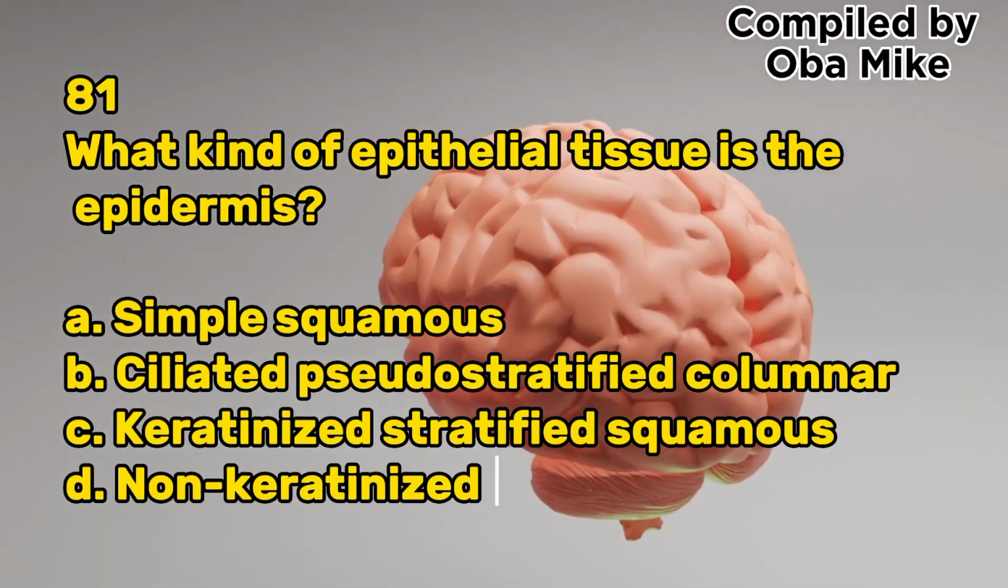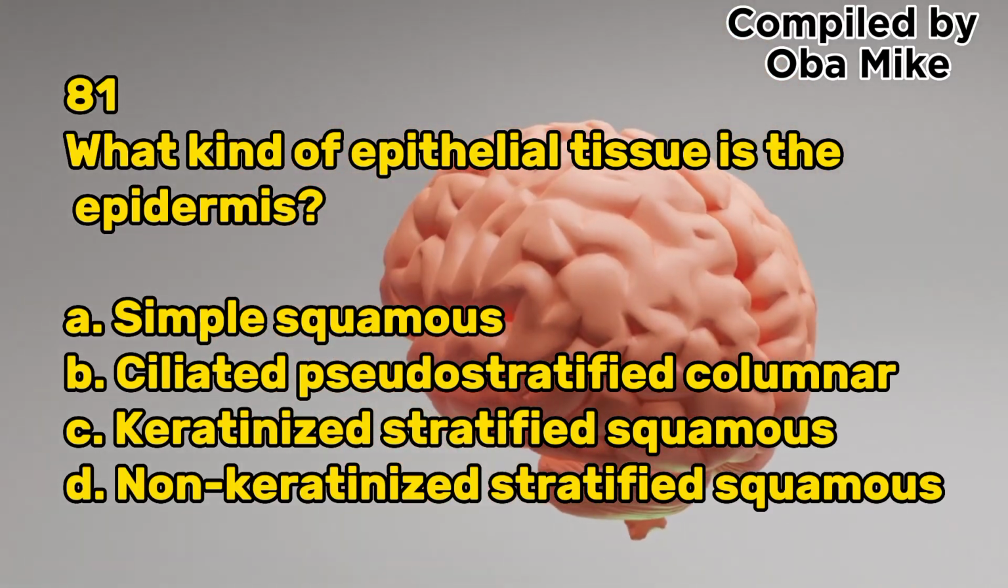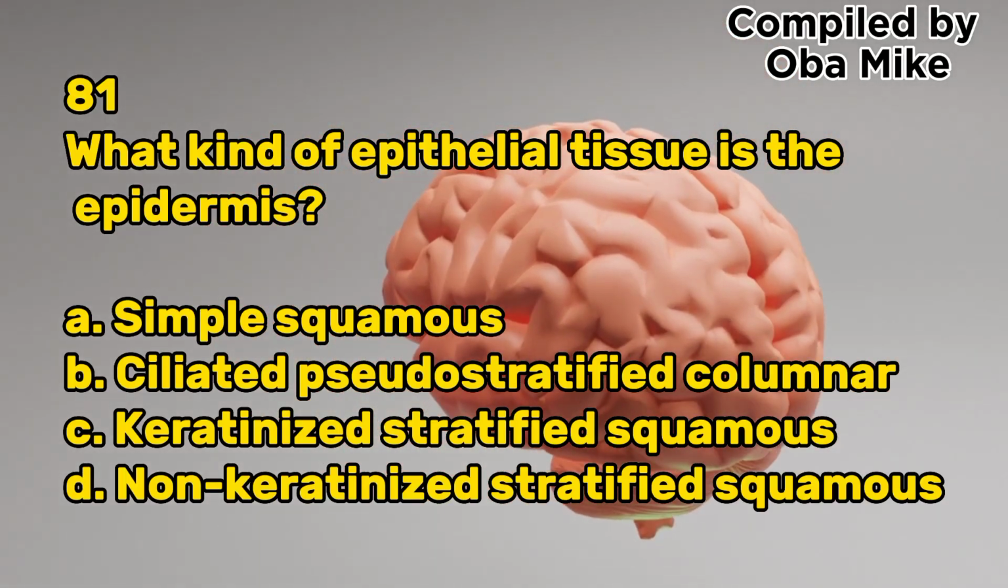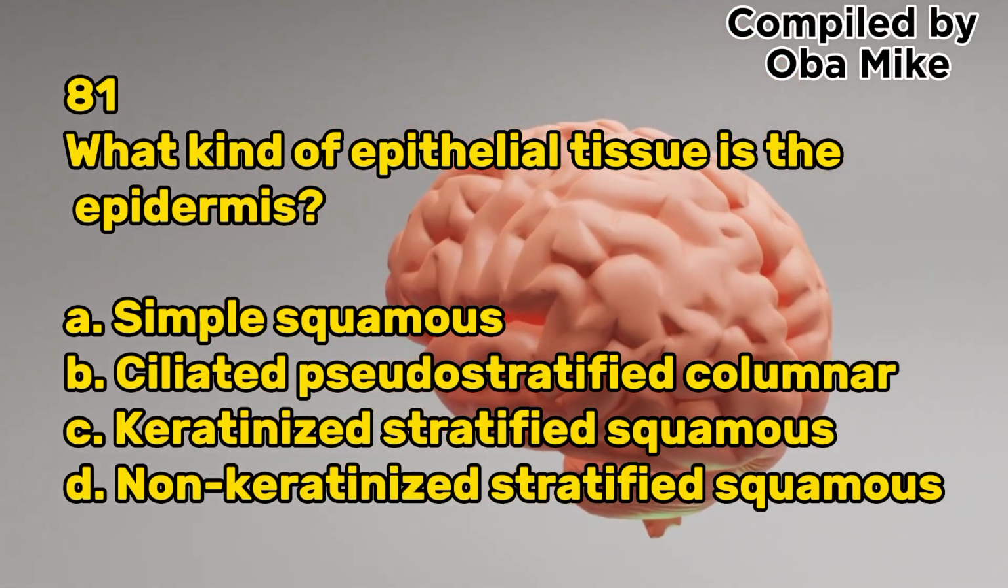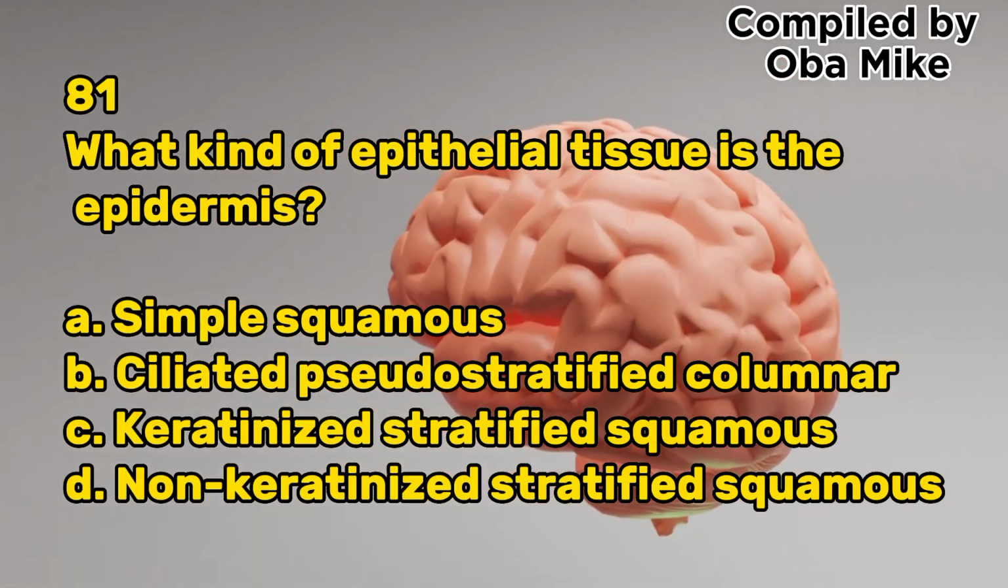81. What kind of epithelial tissue is the epidermis? A. Simple squamous, B. Ciliated pseudostratified columnar, C. Keratinized stratified squamous, D. Non-keratinized stratified squamous.